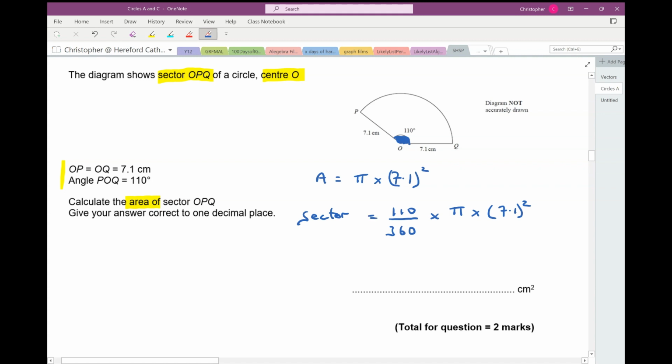So this expression here is what I need to put into my calculator. Or, of course, you can work out the area of the whole circle, divide it by 360 and multiply it by 110. If you put that into your calculator, whichever way you choose to do it, you get the answer 48.39 and so on. And so to 1 decimal place, the answer is 48.4 square centimetres.